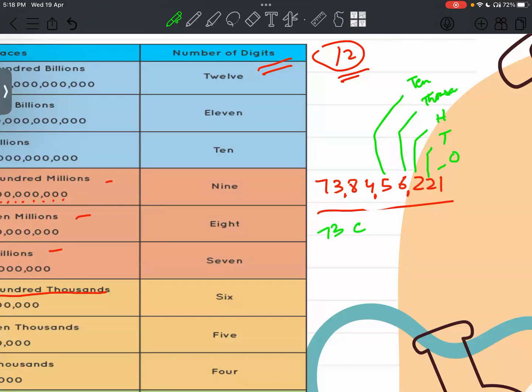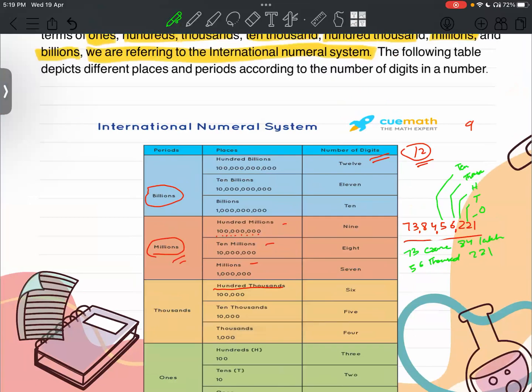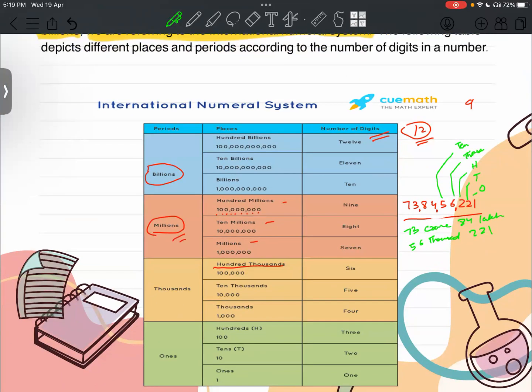84 lakhs, 56,221. Very good. That's how we will name it as per the Indian naming system. And we will also discuss how we will name this as per the international naming system as well.